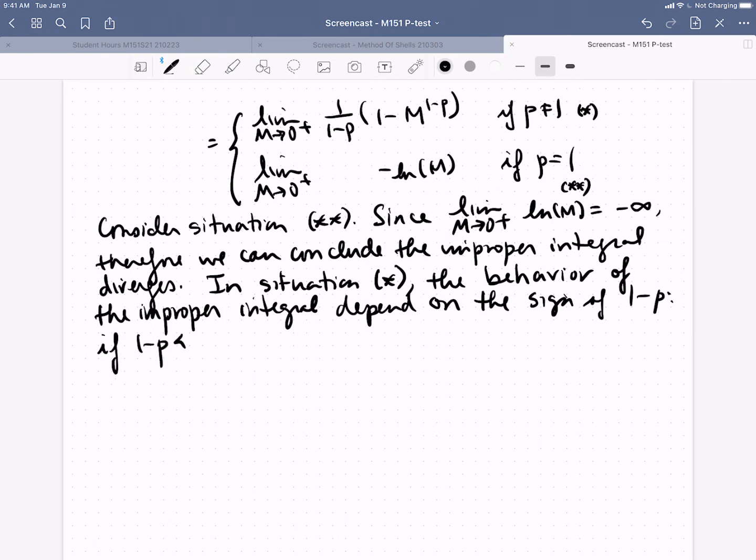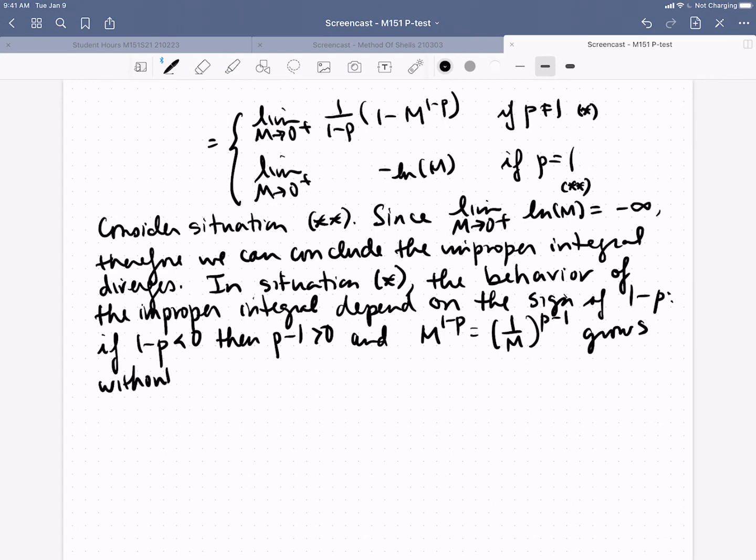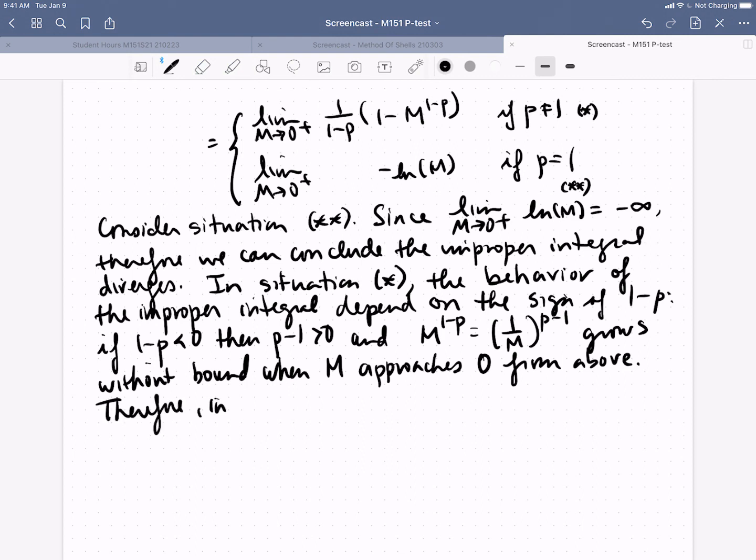If 1 minus p is negative, then p minus 1 is positive, and m to the 1 minus p is the same as 1 over m to the p minus 1, where this time the exponent is positive, and this expression grows without bound when m approaches 0, and I'll say from above, to keep it all positive. Therefore, in this case, the improper integral diverges.